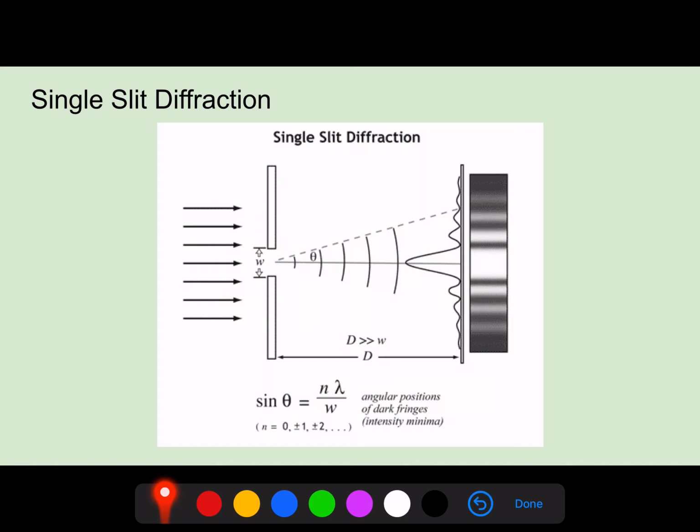For example, if I wanted to know the location of this first dark fringe, I would plug in n equal to 1 in here, along with the width of the slit and the wavelength of light I was dealing with. That would tell me how far off of this line, sine of theta, is going to be where that dark fringe is.